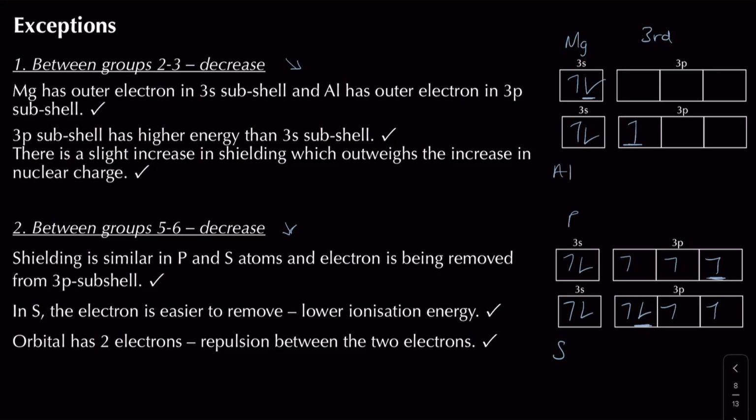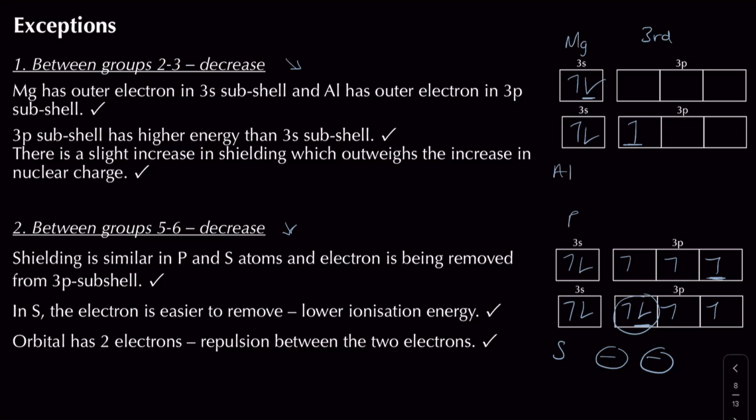If I look at the shielding between phosphorus and sulfur, the atoms are going to have similar shielding, and we're removing the electron from the 3p subshell. But when we look at sulfur, because we've got a pair of electrons in one orbital, they're going to repel each other, because when you take two negative things and put them next to each other, they repel. We end up with electron pair repulsion, and so it's going to be easier to remove the electron. And remember, if it's easier to remove an electron, the first ionization energy is going to be lower.